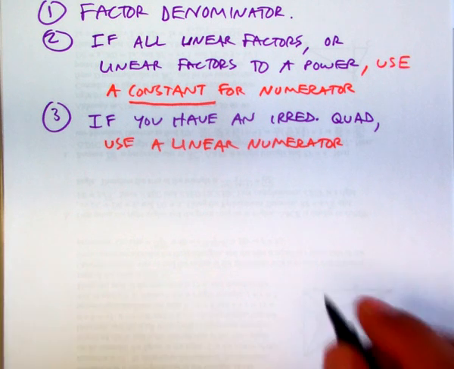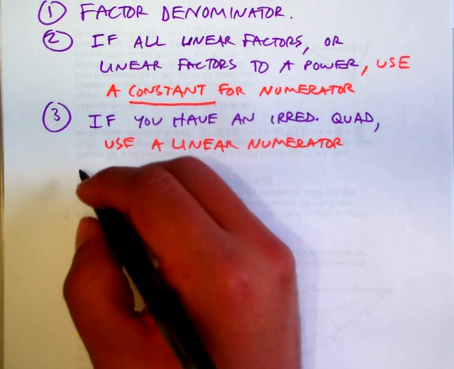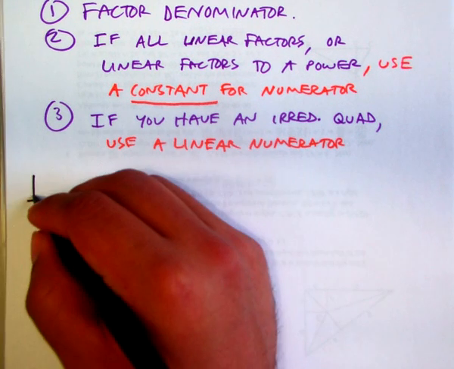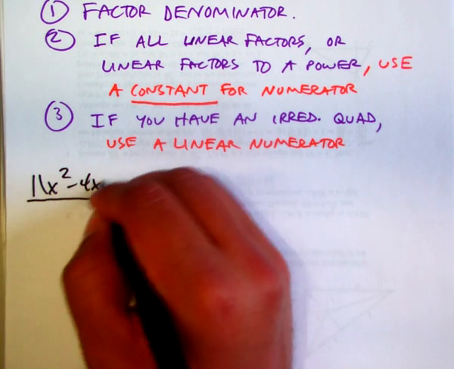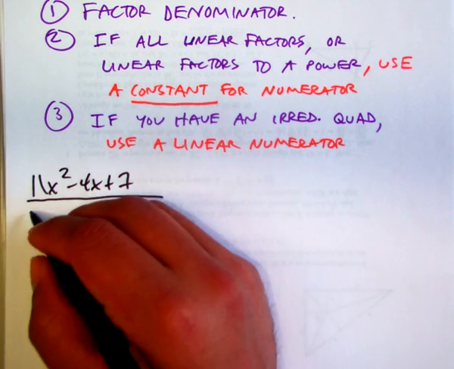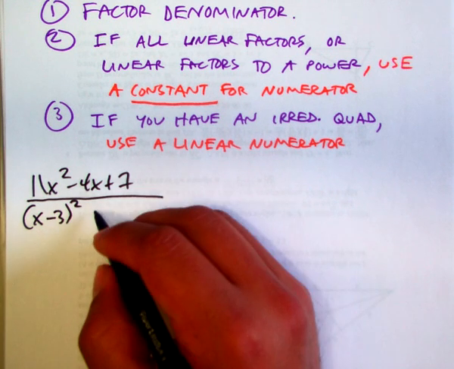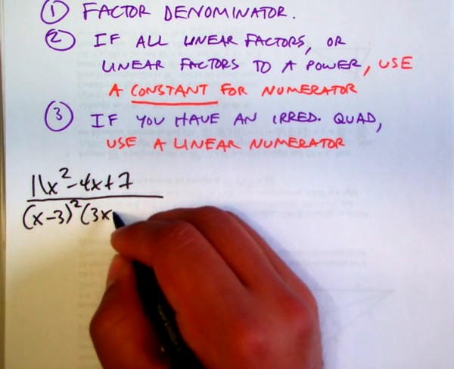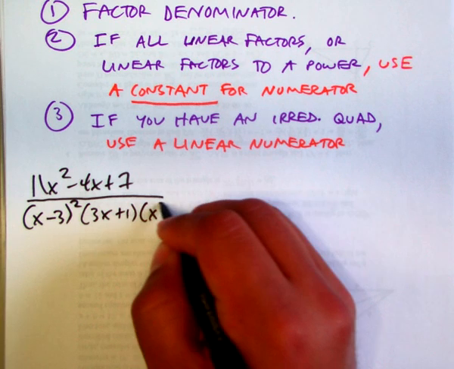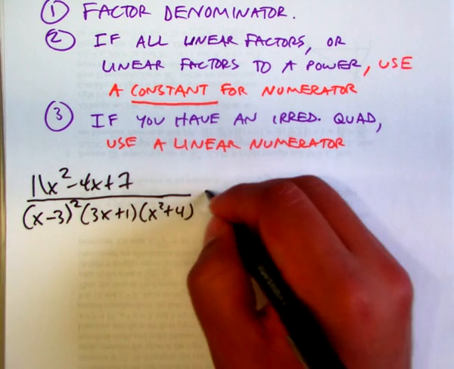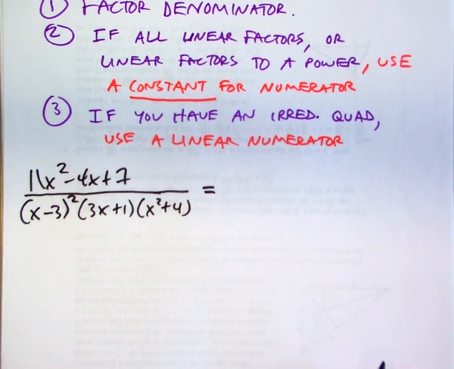So, let's say you have 11x squared minus 4x plus 7. And let's say we've already done a lot of work and we've factored the denominator and we get (x minus 3) squared, (3x plus 1), and then (x squared plus 4). Okay? So now here's how the decomposition works.